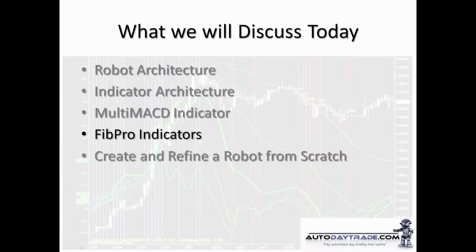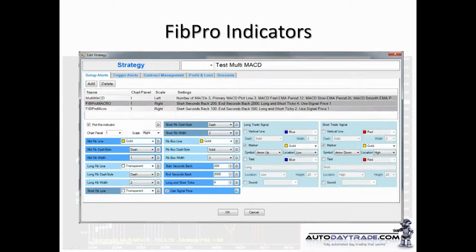Okay, that's enough on the MultiMACD. Let's quickly discuss the FibPro indicator and then get on to building our robot. Our FibPro indicators create a moving Fibonacci retracement that reflects the standard ratios but lets you customize the extent to which they are calculated and applied. Again, you start by defining the indicator over in the Strategy Management console.